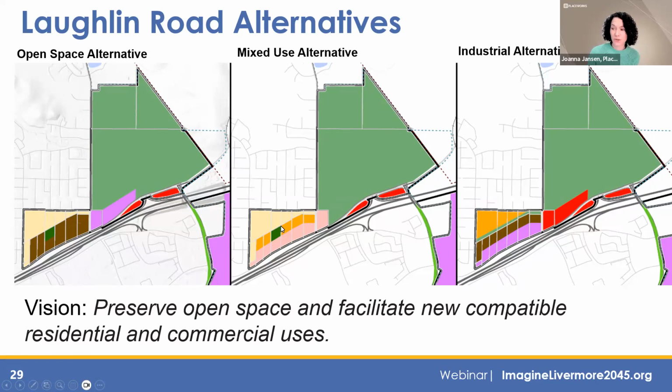The mixed use alternative would also add some residential. This lighter color is single family, the gold is medium density behind neighborhood commercial uses along Laughlin Road. And then the industrial alternative would have some medium density residential, things like townhomes, as well as the dark brown, higher density things like apartments, and then industrial uses and more extensive highway commercial uses.